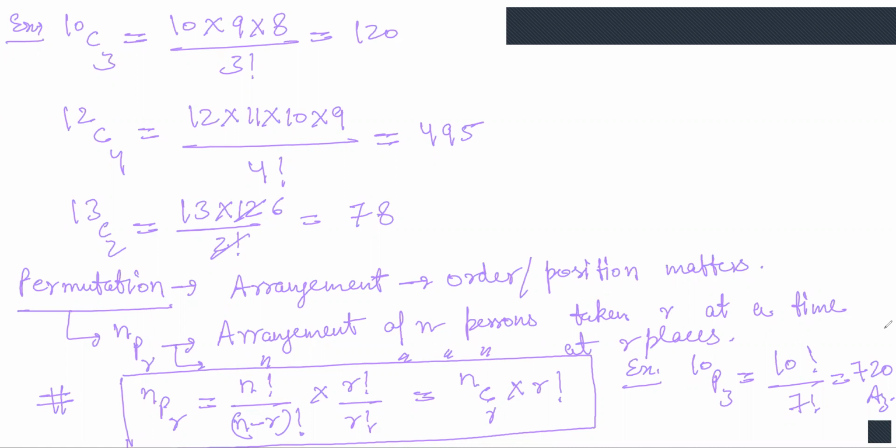So that is how you can solve permutation and combination. We have to solve some questions on it. Let's understand some points first.